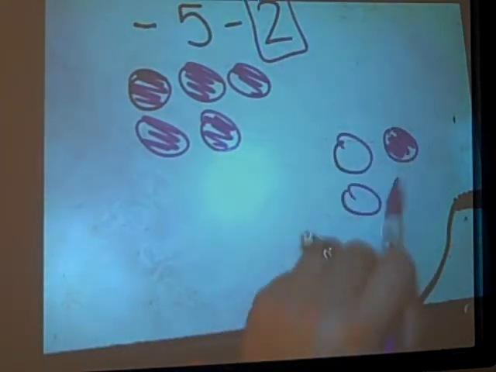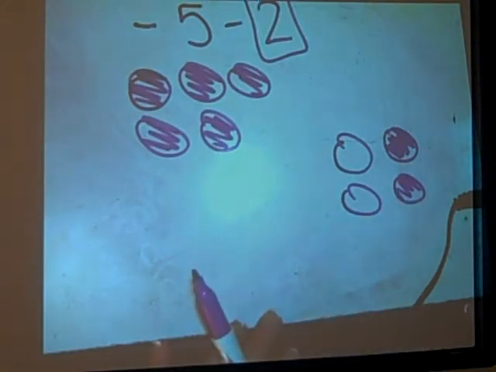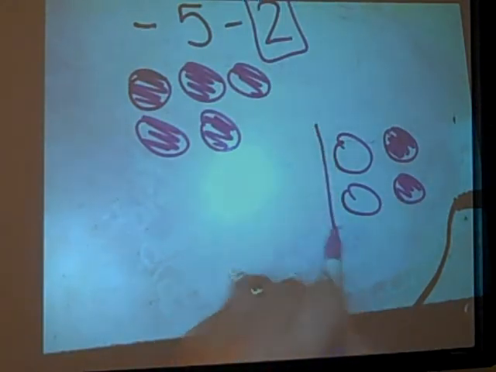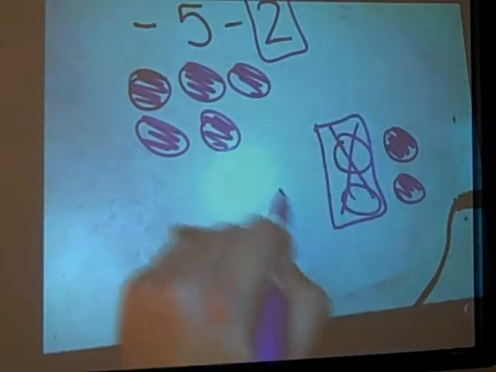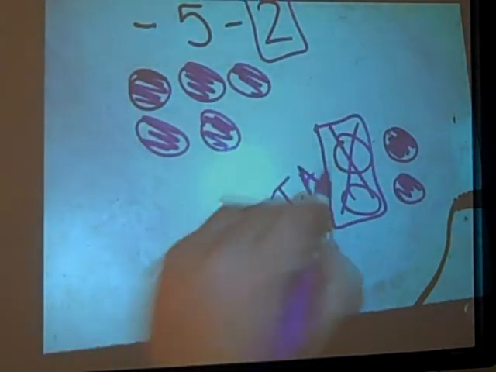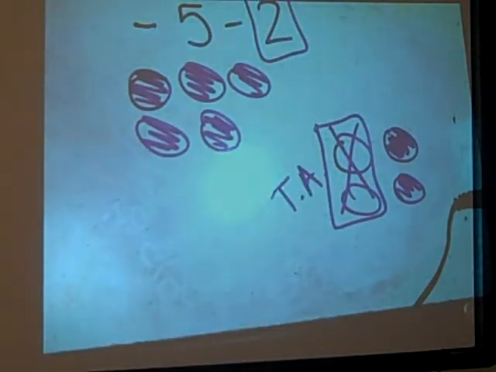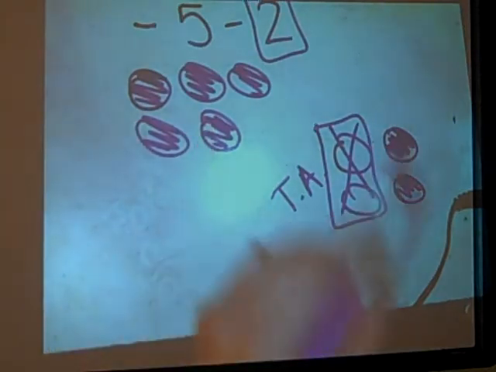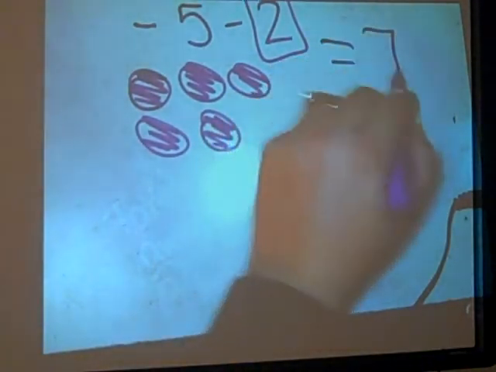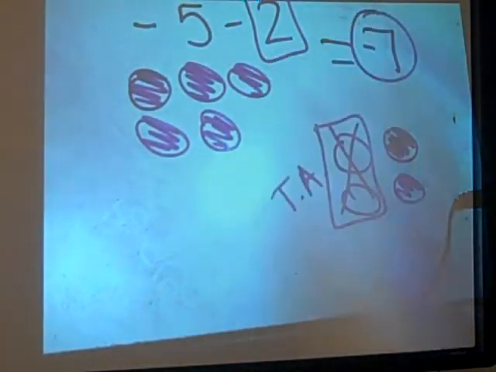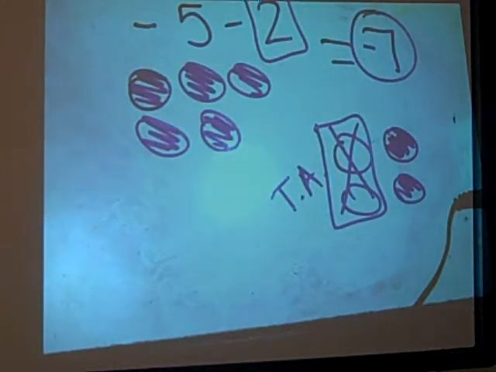1 0 pair, 2 0 pairs. I need to take away positive 2. So I'm going to take that away, and I'm just going to abbreviate this time, TA for take away. And then I need to see what remains. I have 5, 6, 7. They're shaded in, so negative 7 is the solution.